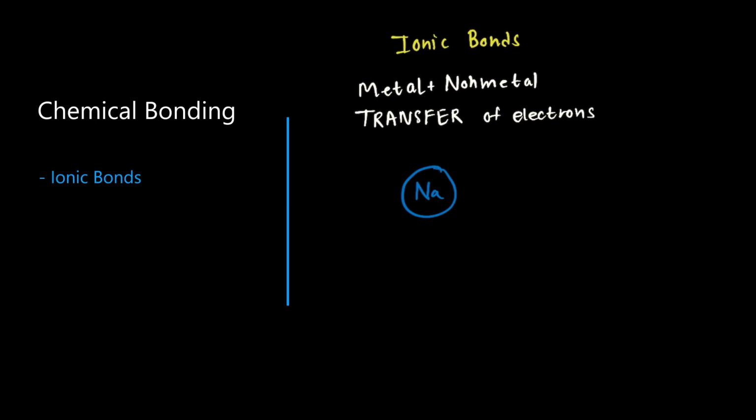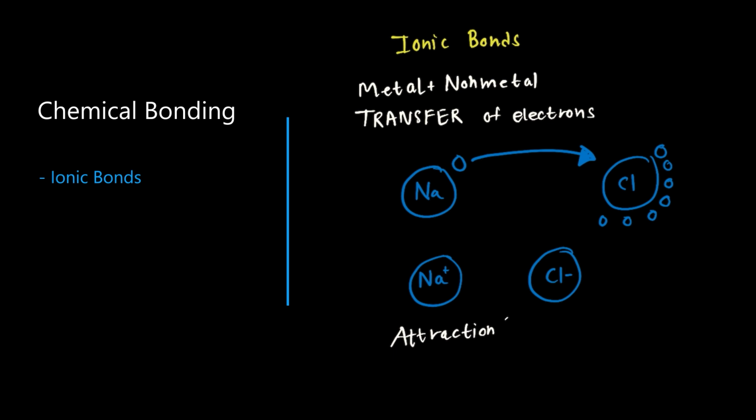Ionic bonds typically form between a metal and a non-metal. Metals tend to lose their valence electrons easily, while non-metals tend to gain them. In an ionic bond, one or more electrons are completely transferred from the metal atom to the non-metal atom. When an atom loses electrons, it has more protons than electrons and becomes a positively charged ion. When an atom gains electrons, it has more electrons than protons and becomes a negatively charged ion. The strong electrostatic attraction between these oppositely charged ions is what forms the ionic bond.